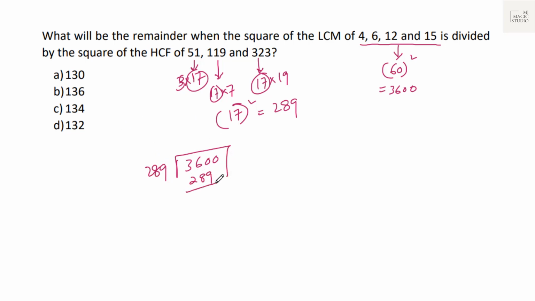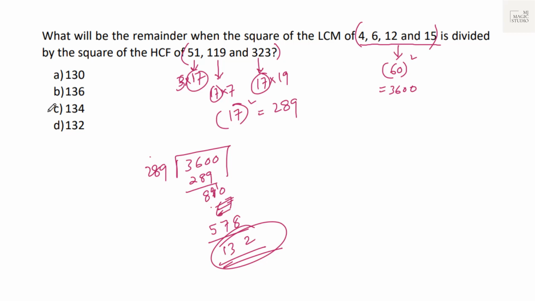1 time 289, 60, 70, 81. It will go 3 times. No, it will go 2 times. 18, 1, 16, 17, 1 and 5. So we have 2 and 132. Remainder is 132 when the square of LCM of these numbers, that is 60 square, is divided by square of HCF of these numbers, that is 17 square, 289. Option D is the pick.